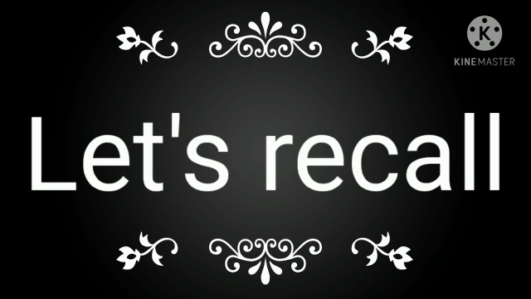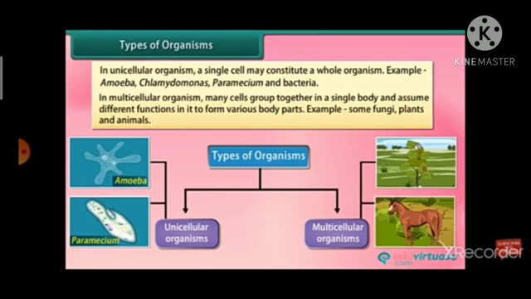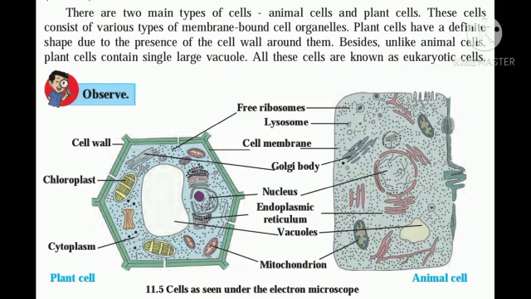Let's recall what we have studied in the previous lecture. We studied the types of living organisms. There are two types of living organisms, unicellular and multicellular. Then we saw the cell. Cells also have two types, that is animal cell and plant cell.